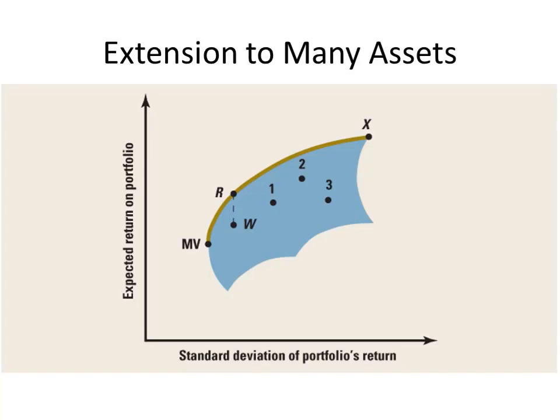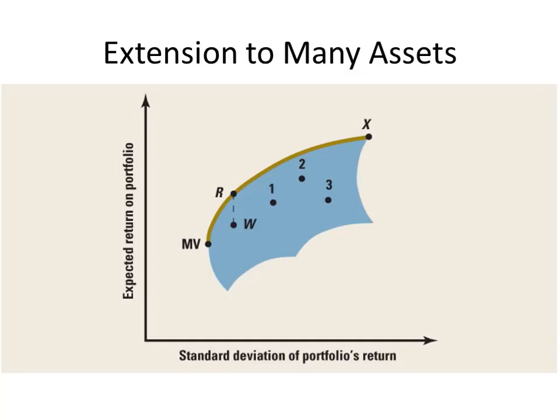Absolutely not. You could either go straight up to the green line and get a portfolio with greater return for the same amount of risk, or you could go straight left over to the green line and get a portfolio with the same amount of return but much less risk. And so none of portfolios W, 1, 2, or 3 are optimal. The only optimal portfolios in this area are along that green line, and that's called the efficient frontier.